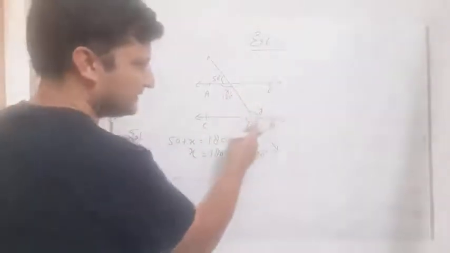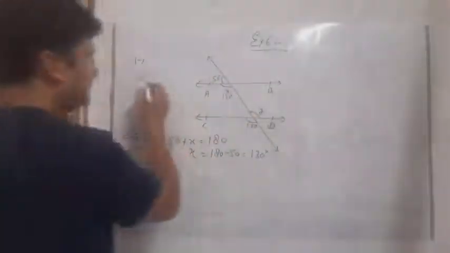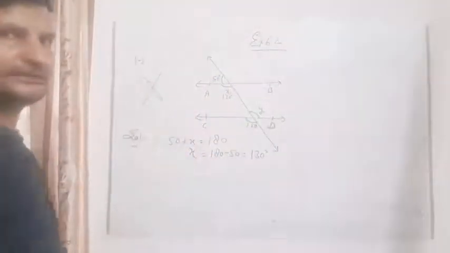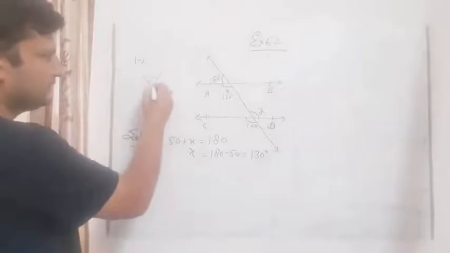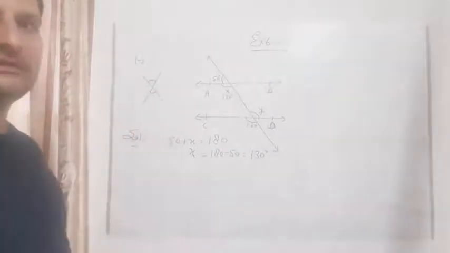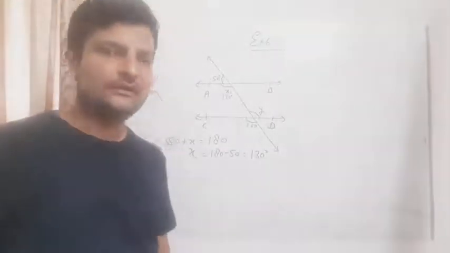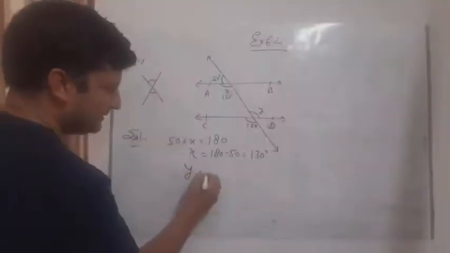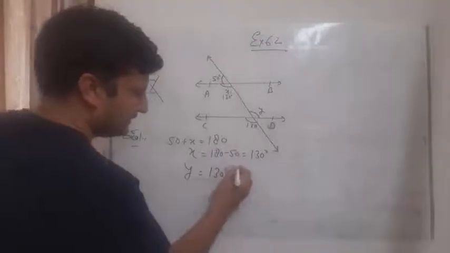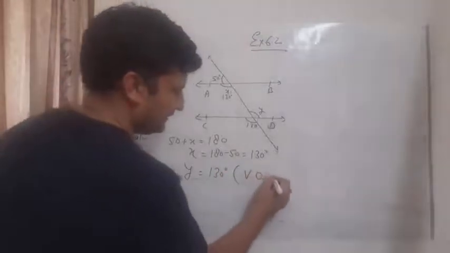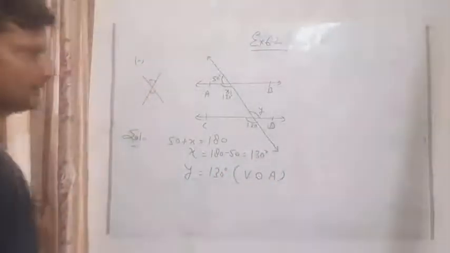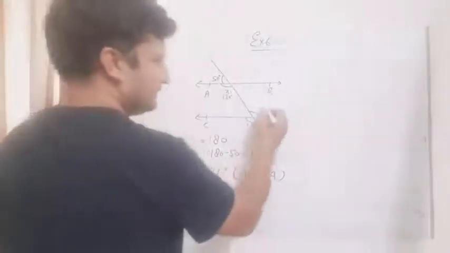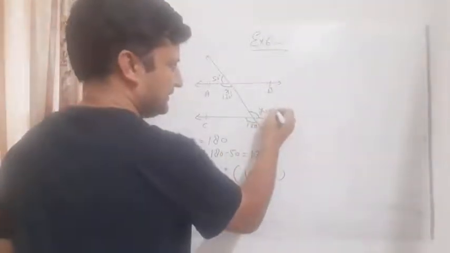And these two angles are called, I have told you earlier, that when two lines intersect each other, these two angles are called vertically opposite angles, and these two angles are always equal to each other. So here we can say that y is equal to 130 degree, because of vertically opposite angles. So students, this is also 130 degree.